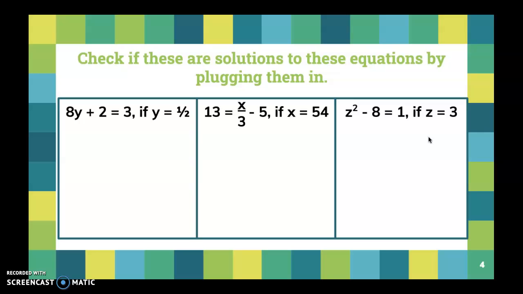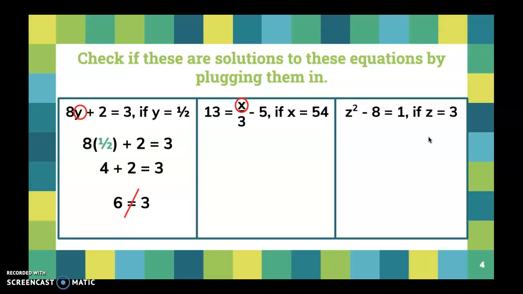So let's look at 8y plus 2 equals 3. If y is a half, and we plug it in and do the math, will it equal 3? So 8 times a half, we've put a half in for y. Following order of operations, we do the multiplication first, so that would be 4, and then we would add. So does it equal it? No. So is a half a solution for this equation? No, it is not.